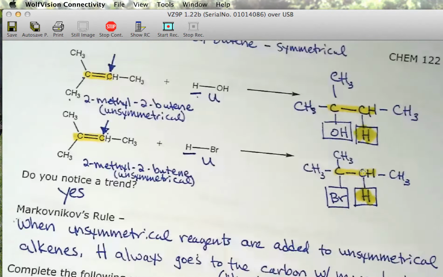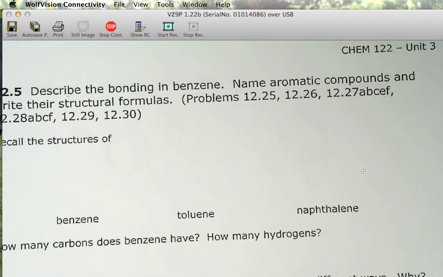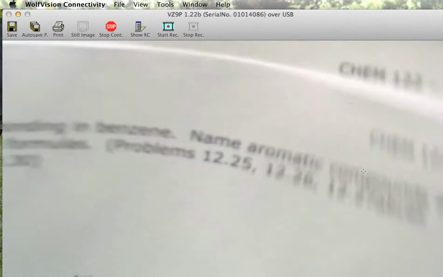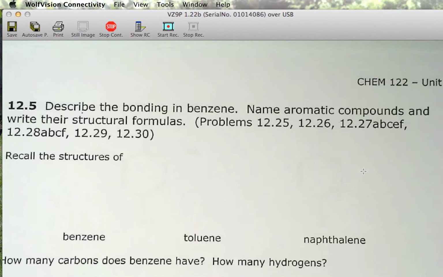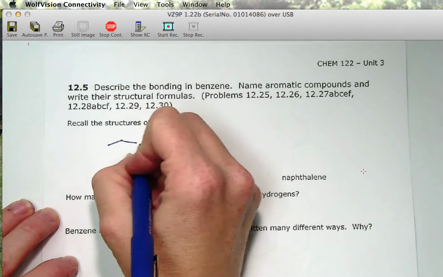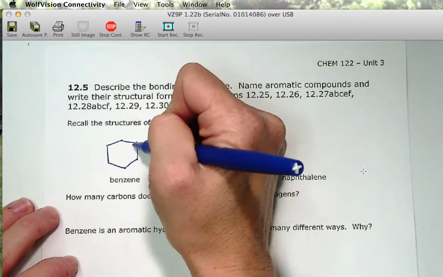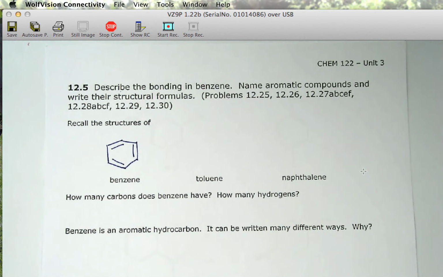Okay, the last part of Unit 3 deals with aromatics. And remember, aromatics look like a cyclohexane, but then it has alternating double and single bonds. So this is benzene. It's an aromatic.